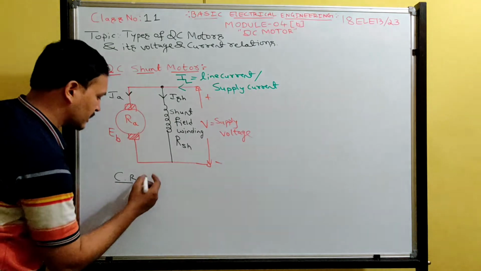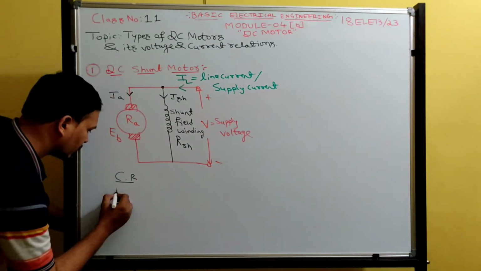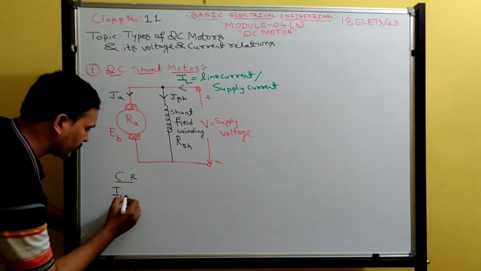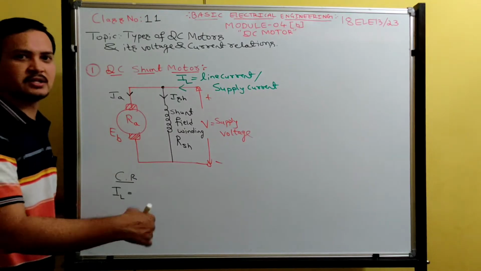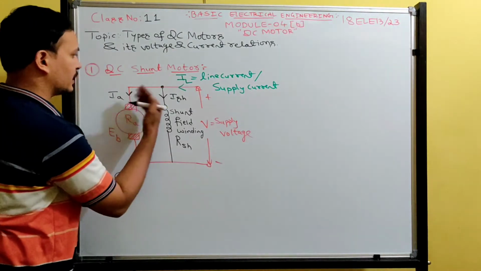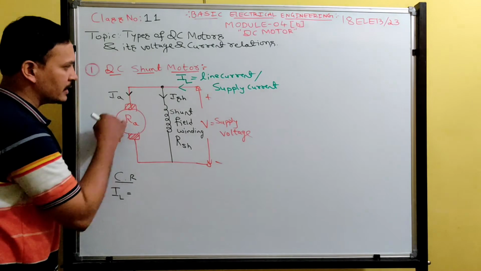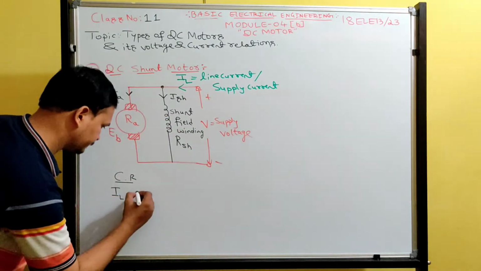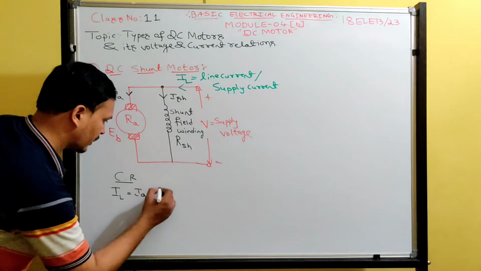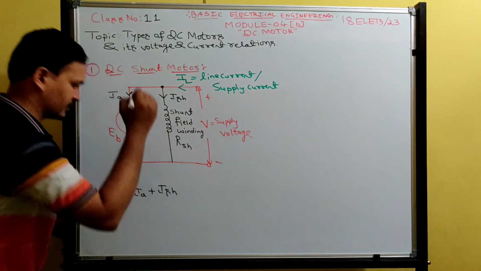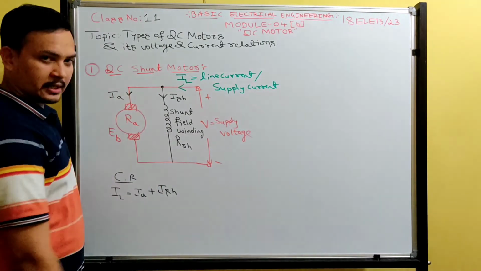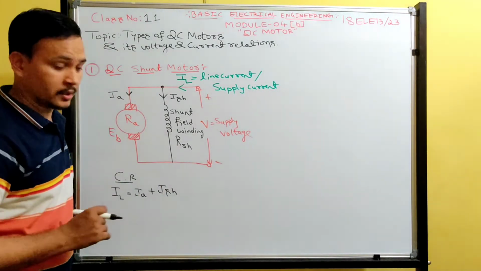What are the currents entering the node? IL is entering, and the entering current is equal to the outgoing current. What are the currents outgoing from that point? IA is outgoing and ISH is outgoing. So IL equals IA plus ISH. This is the current relation for the shunt motor.